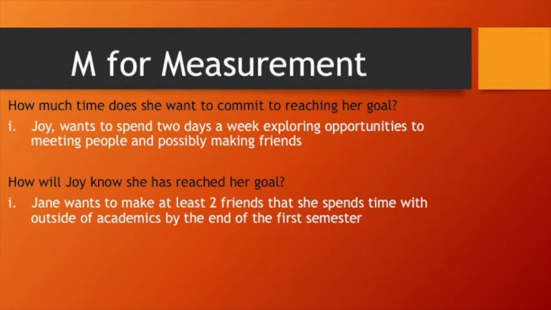M for measurement. How will she know if she has reached this goal? What does reaching the goal look like for Joy? What does it feel like? Can she imagine herself having reached the goal? Who is with her? Where is she? Again, possible answers are on the screen.